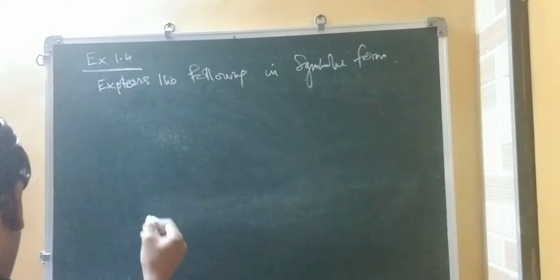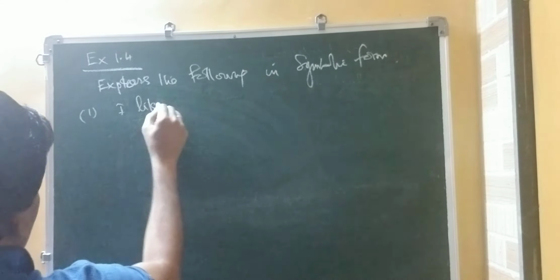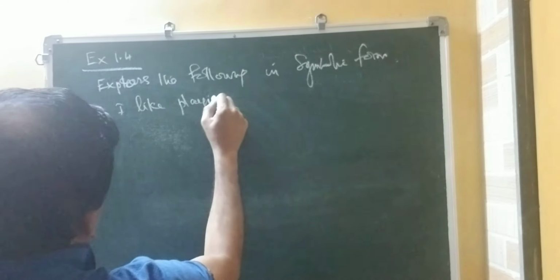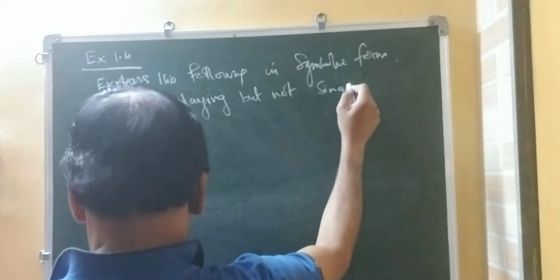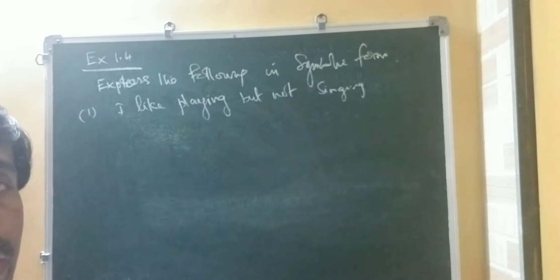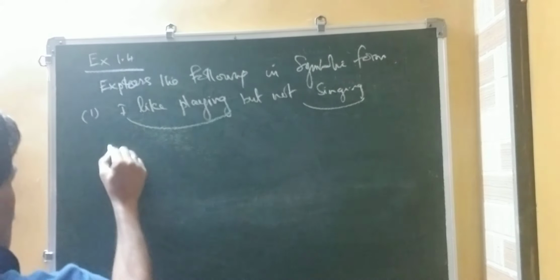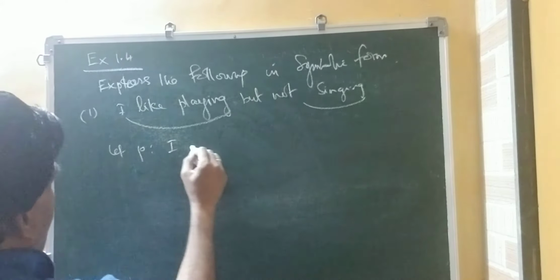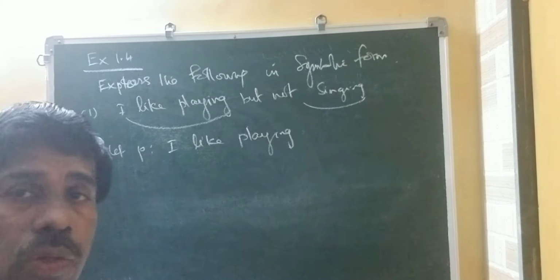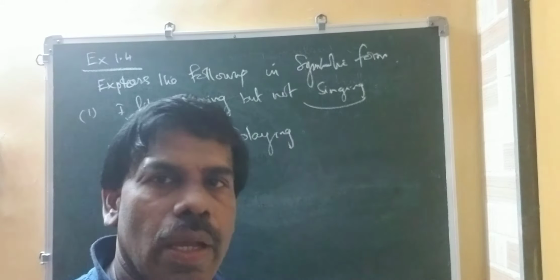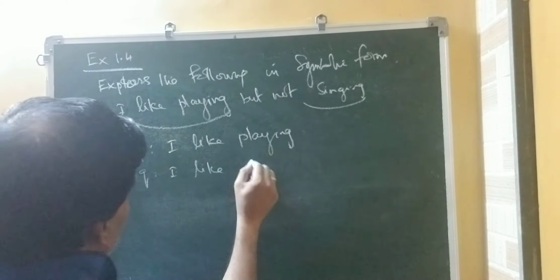Okay. First sum. I like playing but not singing. See, that means there are two statements here. So let P be: I like playing. What is the other activity? One activity is playing, another activity is singing. Q: I like singing.